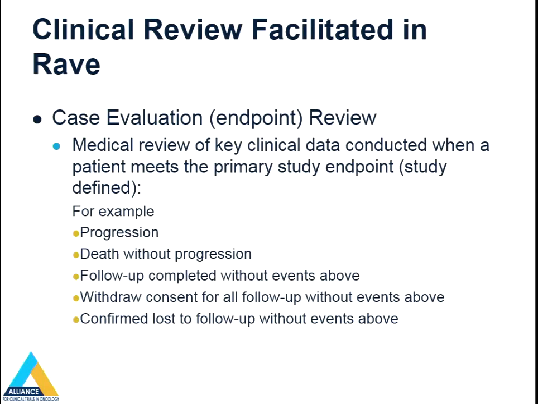The case evaluation is similar, but this happens when the primary endpoint of the trial is met. Again, it depends on the trial and what the primary endpoint of the trial is, but here's an example where it might be, let's say, progression. In that case, the keys for flagging you to do a case eval would be a progression, a death without progression, a follow-up is completed and a progression hasn't been reported to date, or the patient withdrew consent or was deemed lost to follow-up before reporting the progression.